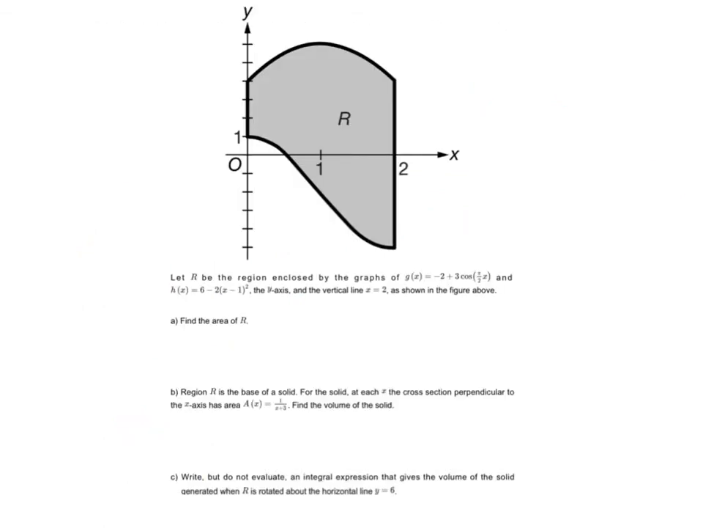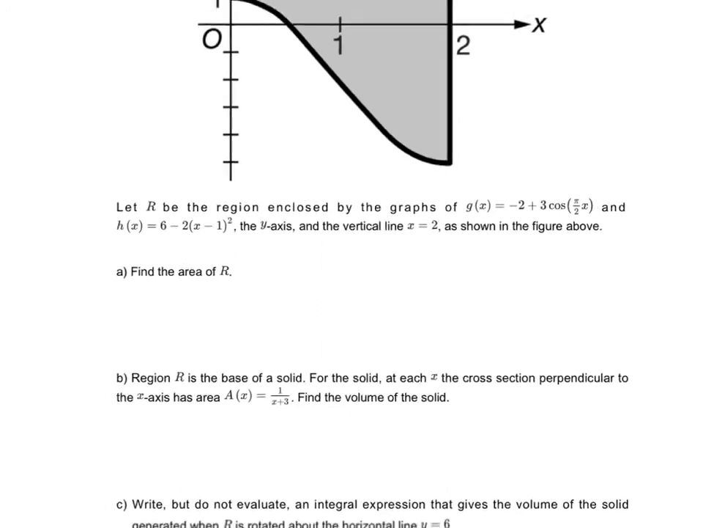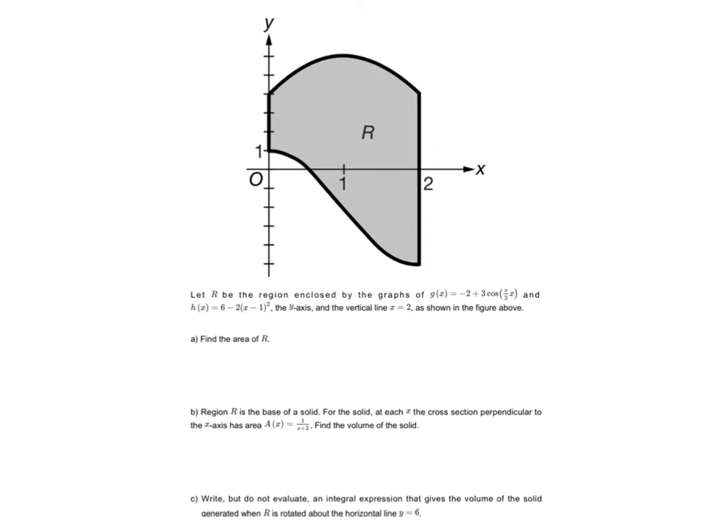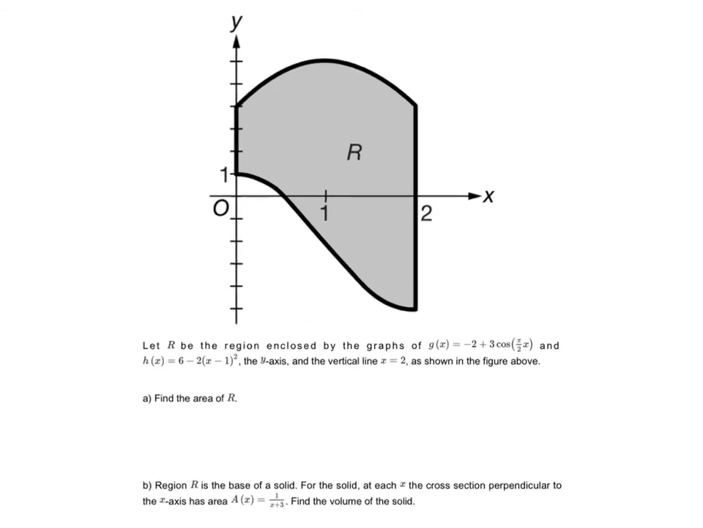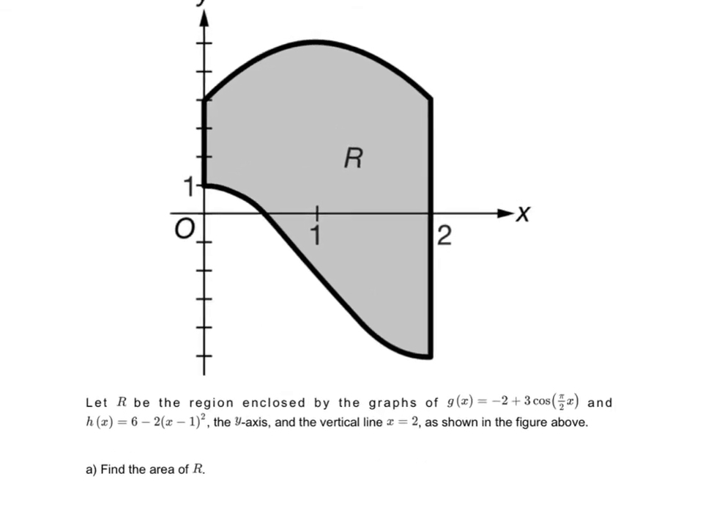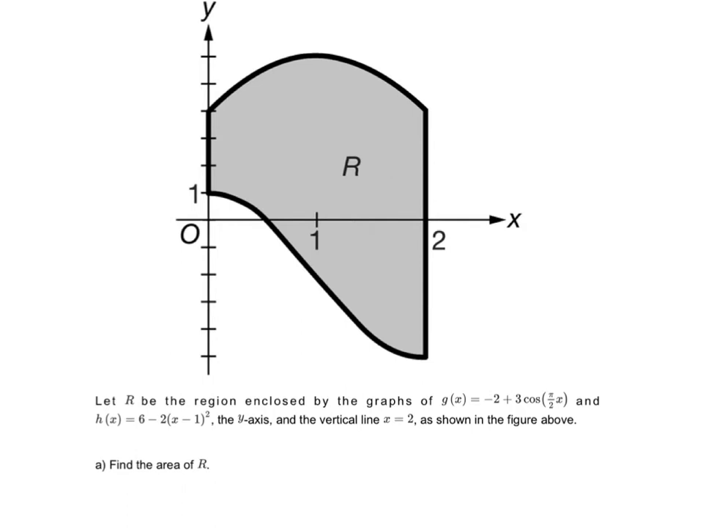Okay, last question. Let R be the region enclosed by those graphs, the y-axis, and the vertical line x equals 2, as shown in the figure. Find the area of R. The area of R is just the top line minus the bottom line, so we have to figure out which line's which. You can do it different ways. I'm going to plug in 0. One graph has y-intercept 4, and the other has y-intercept 1. So plug in 0 into one of them and see if it's 4 or 1.